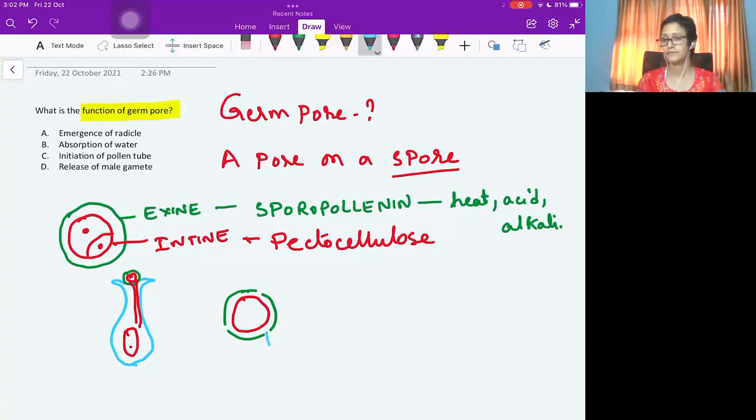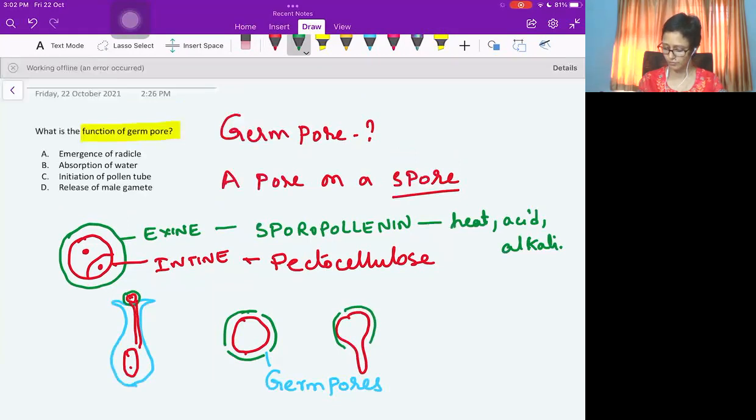Such pits where there is absence of sporopollenin are called as germ pores. Through these pores, the pollen tube can be formed. Now, through the pollen tube, the male gamete can reach the female gamete successfully. So, germ pore is a structure through which a pollen tube can be formed. Now, the answer is initiation of pollen tube.